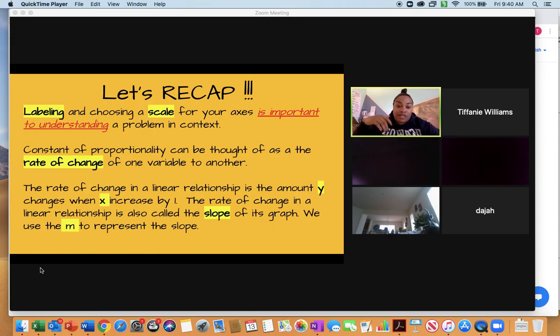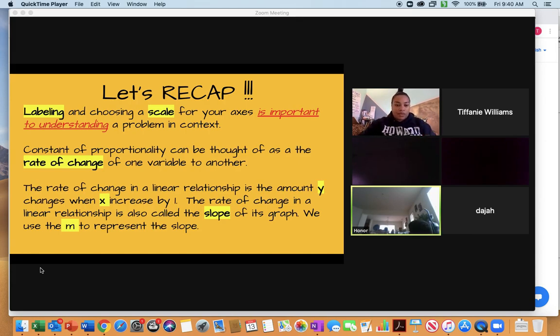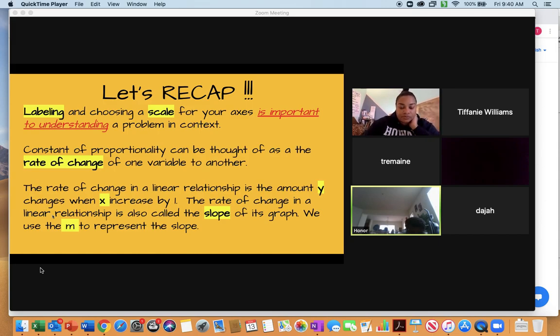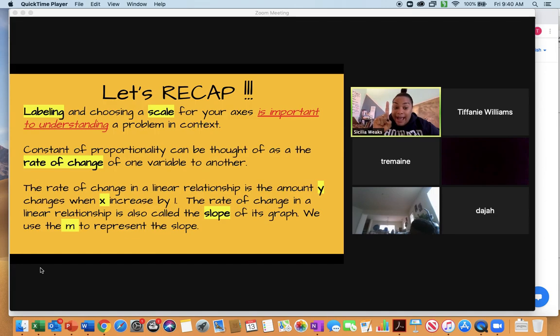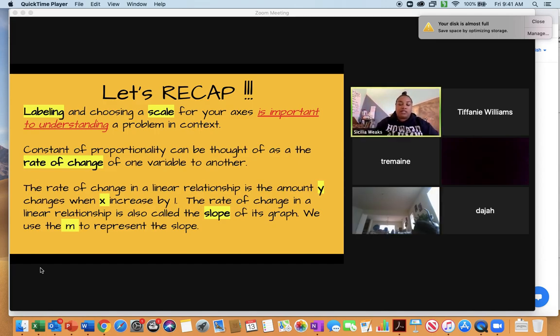It's all right. Who would like to read the next line? Can I? Sure, go ahead. Is it constant? The rate of change. So this part right here, this third section. The rate of change in a linear relationship is the amount y changes when x increases by one, not I, that's the number one. The rate of change in a linear relationship is also called the slope of its graph. We use the m to represent the slope. Excellent. Great job, Demaye, right?